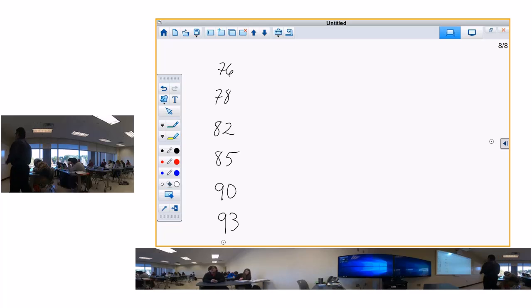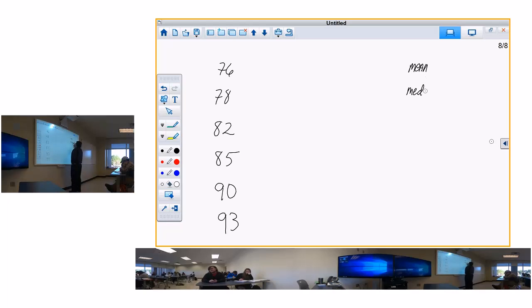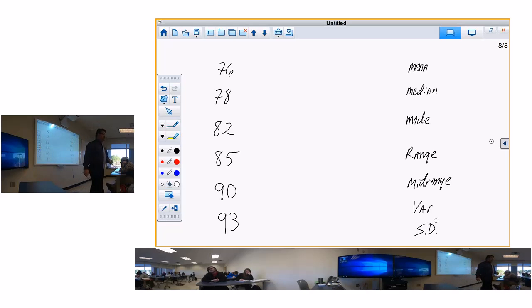I'll give you the list of things that I expect. Mean, median, mode, which is really useless. Mean, median, mode, range, mid-range, and variance, and standard deviation. Now, you can only do 2 or 3 of those. That's fine. If you don't want to do any of it, that's fine too.